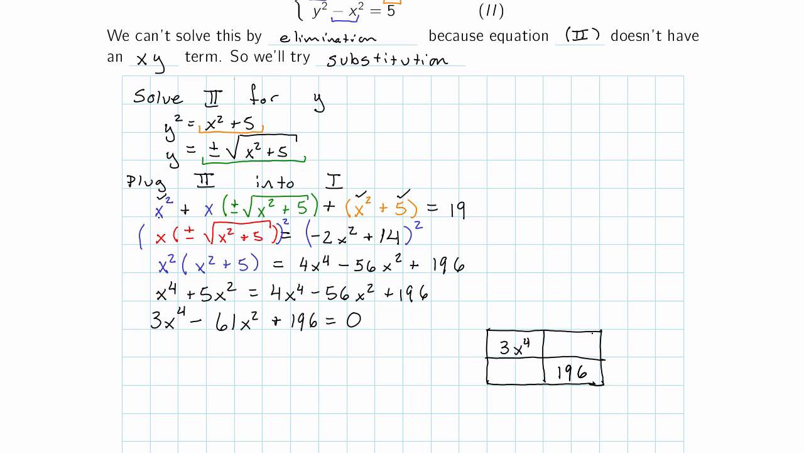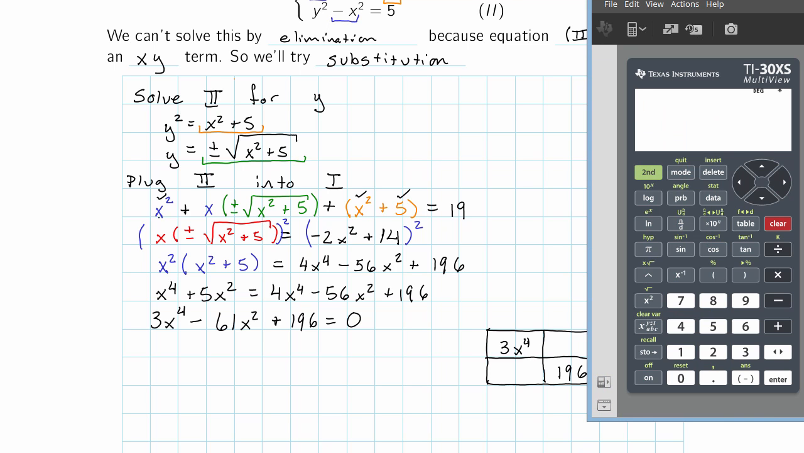And now I want to get two numbers that add up to negative 61 and that multiply to the same thing as 3 times 196. I haven't done this in a while. Let's recall how to get our calculator to help us with that. I'm going to load up my table, and I want to have two numbers. I'm going to call the first one x, and then the second one is whatever I need to multiply x by in order to get 3 times 196.